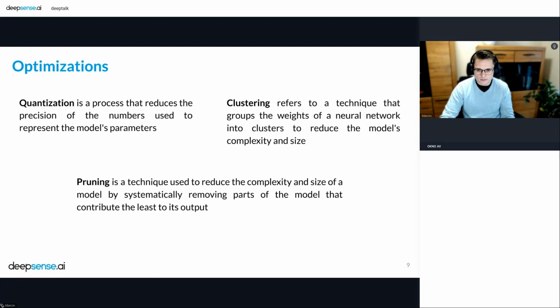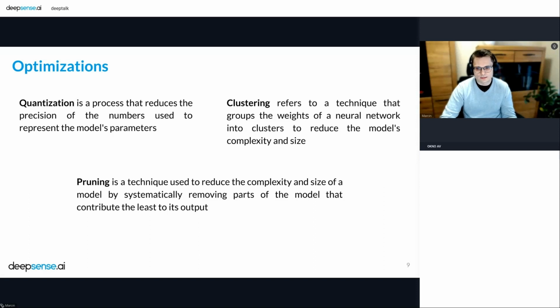Moving forward, clustering is another optimization technique. First, it groups the weights of the model into so-called clusters, and then only one single representative number of the cluster is used to represent the weights of the model. So again, we can reduce the size of the model.